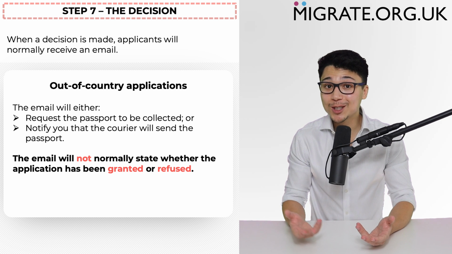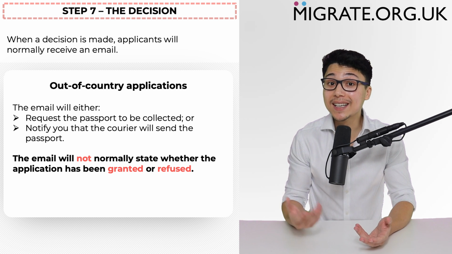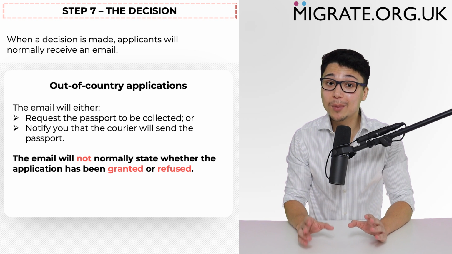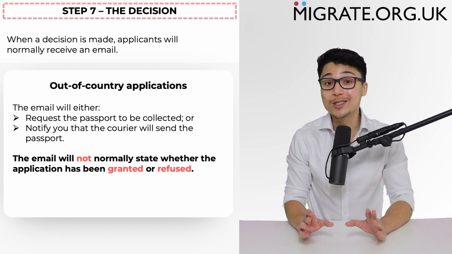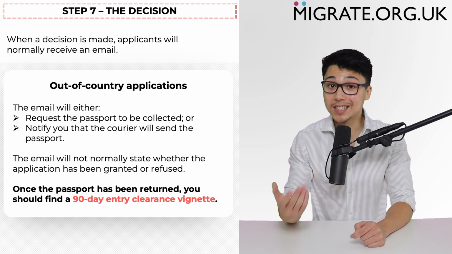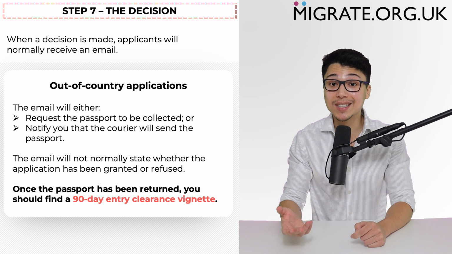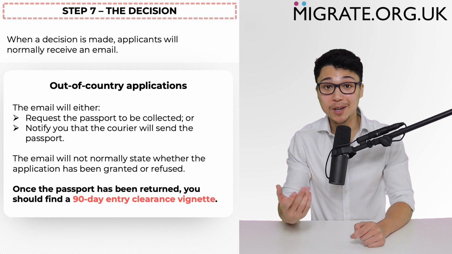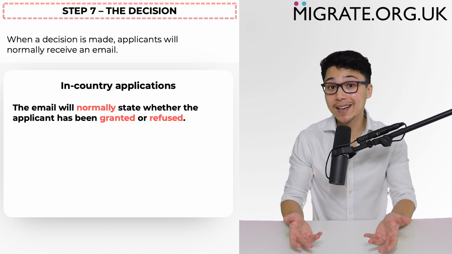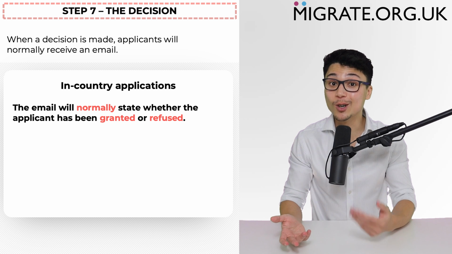However, for out-of-country applications where applicants opt for the Keep My Passport service, VFS and TLS will only request for the passport to be returned if the application is successful. For out-of-country applications, once the passport has been returned, you should find a 90-day entry clearance vignette, which is like a sticker in the passport. For in-country applications, the email will normally state whether the application has been granted or refused.